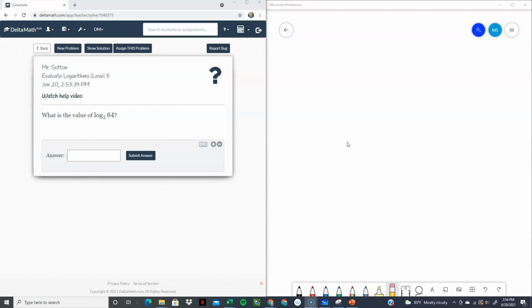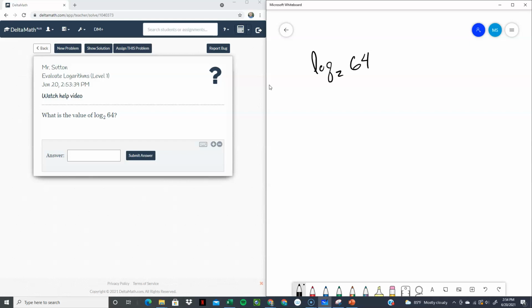Now, I want to go through these problems on Delta Math because I want to show you how to use the calculator for these. But there's a couple different ways to approach these. First one, we're just evaluating logarithms. So no equation here. We just have log base 2 of 64. We want to figure out what that equals.